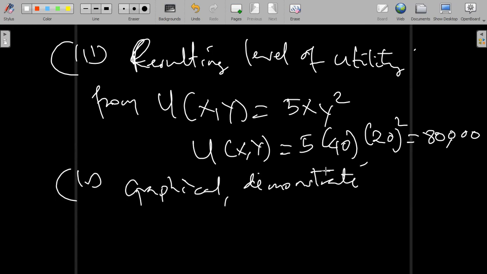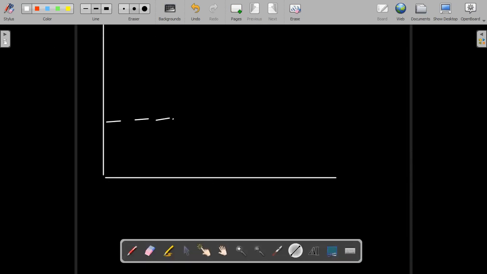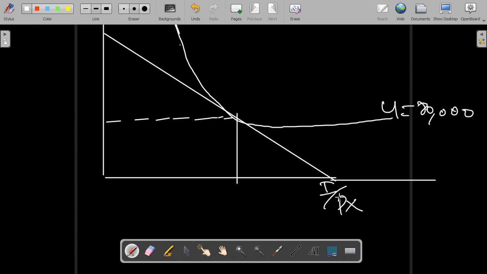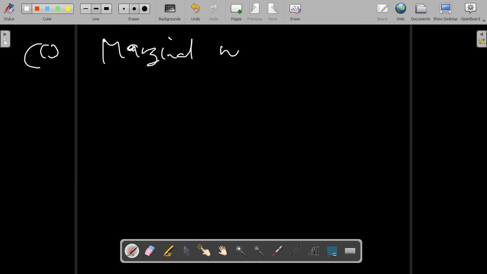Now let's go to the last question, that is to graph or to demonstrate the graph. Our graph will show the resulting level of utility, as you can observe, that is equal to 8,000, where at the maximization of utility the indifference curve cuts across the budget line. Here we have 40, here we have 20, the quantity of y, as you've observed.